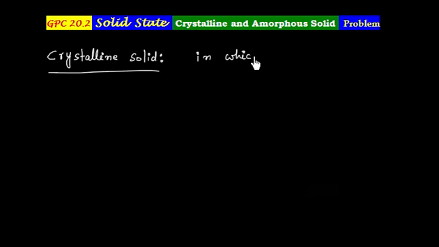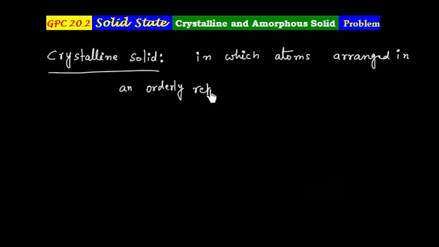Crystalline and amorphous solid. Crystalline solids are the solids in which atoms are arranged in an orderly, repeating pattern.